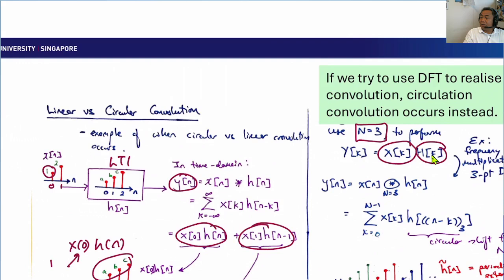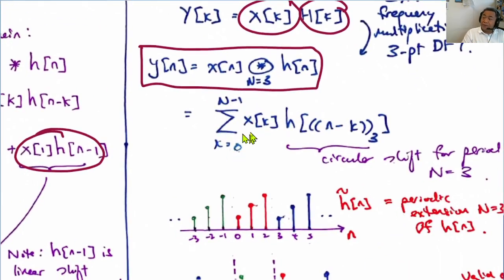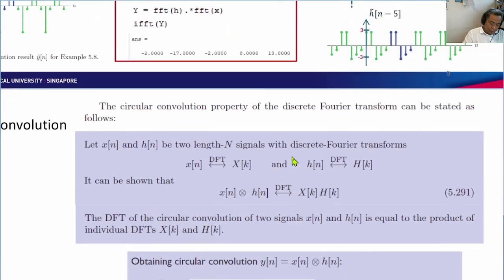So now it is a 3 sample DFT. With a 3 sample DFT of h, we can multiply them together and get y of k, which is also 3 samples. You take the inverse Fourier transform, then you are actually doing this. You are doing circular convolution, denoted by this sign. I clearly indicate n equals 3 means that we are 3 sample periodic. What we have just done is not linear convolution anymore. It is called circular convolution. Circular convolution, this equation, is also about the same as the previous equation that we mentioned here.